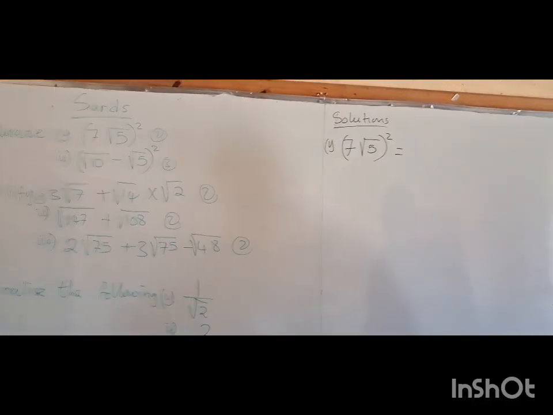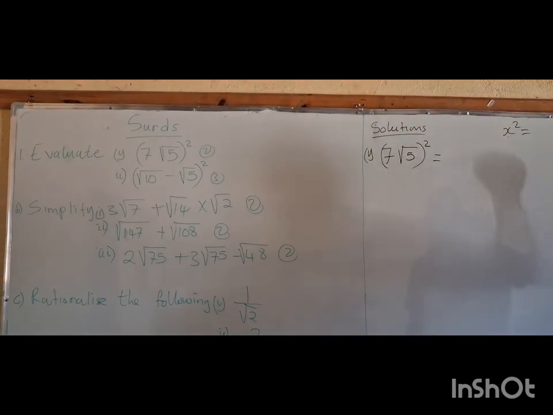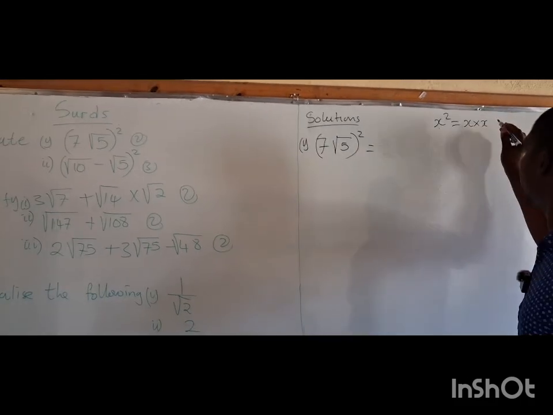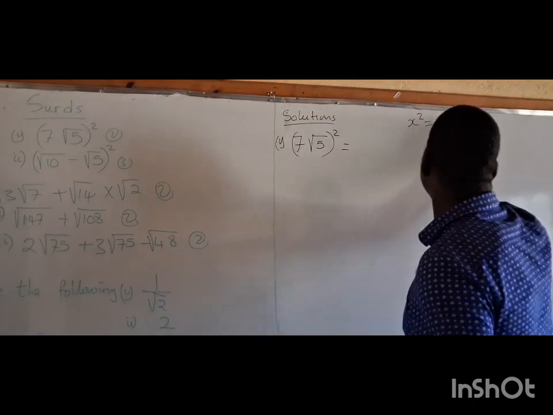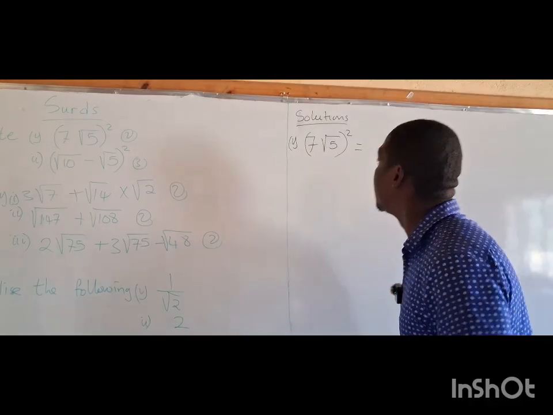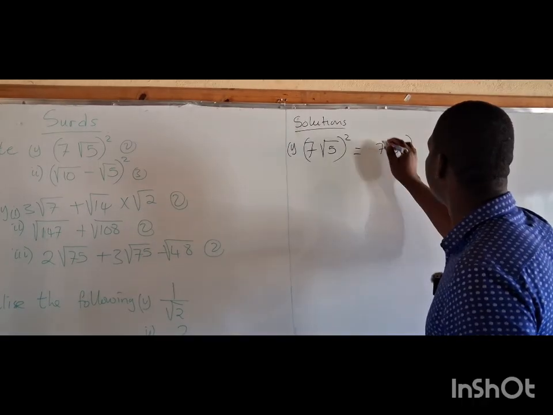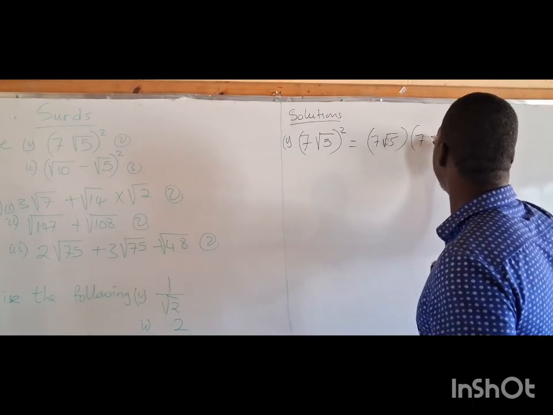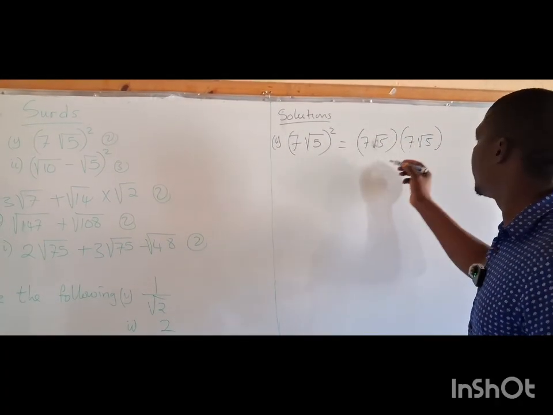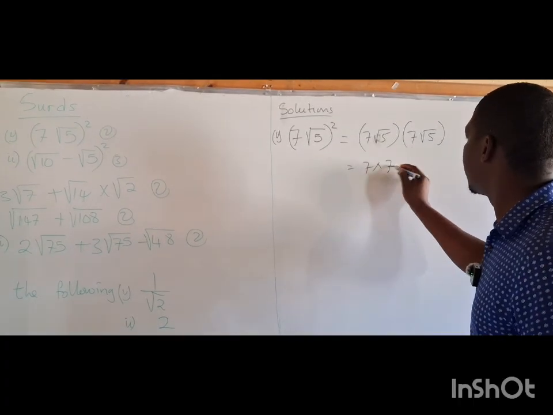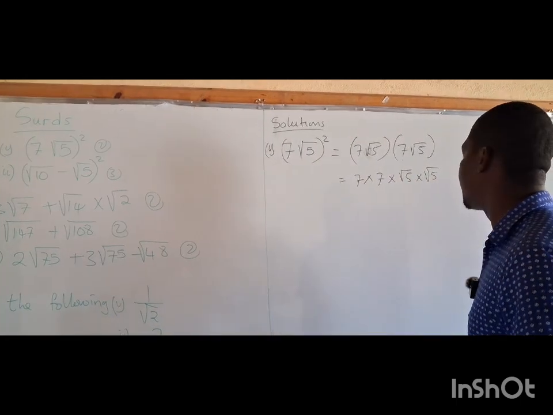So when the question is saying something like x squared, which is we are saying x times x, right? That's how you get x squared. So which means we apply the same concept here. We are saying it's 7 root 5 times 7 root 5. So you are saying 7 times 7, times root 5 times root 5.